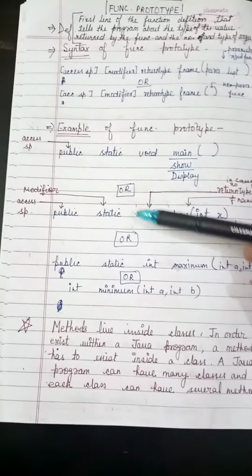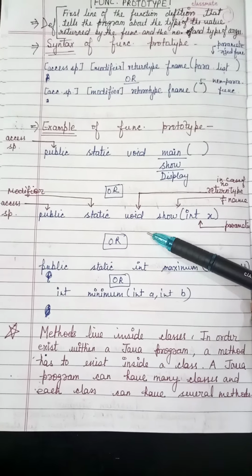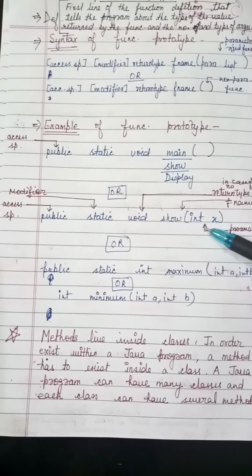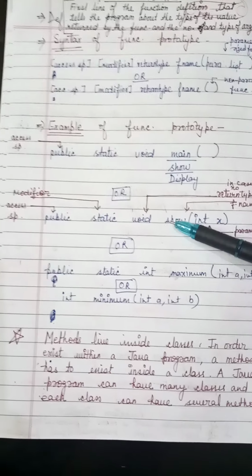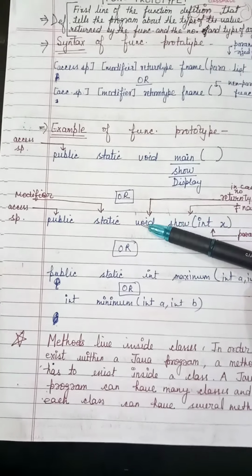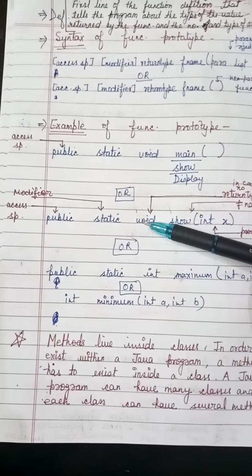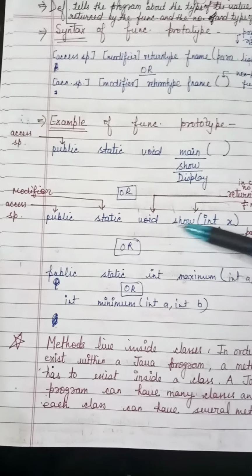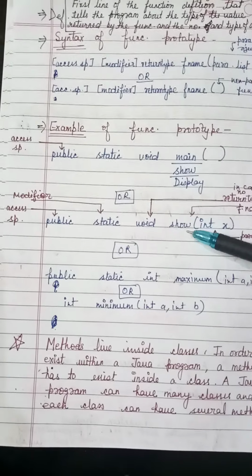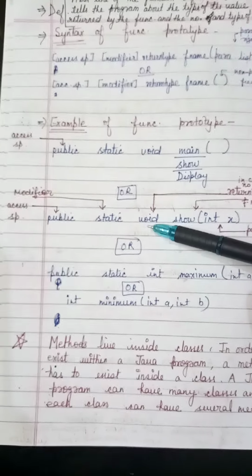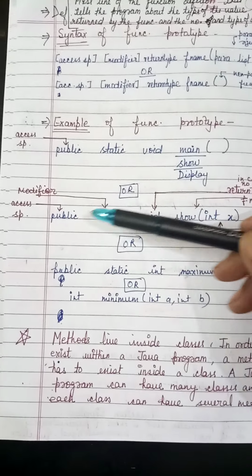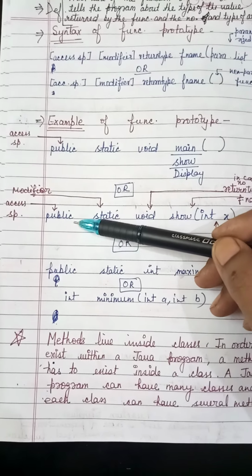Fine. Or another example, public static void show int x, a parameter is there, so a parameterized function. This is the name of the function, this is the return type, and in case of no return type, we write void. So this means this function show is not returning any value. That's why we have written void as the return type of this function. Static is a modifier, public acts as a specifier. We'll discuss later on.